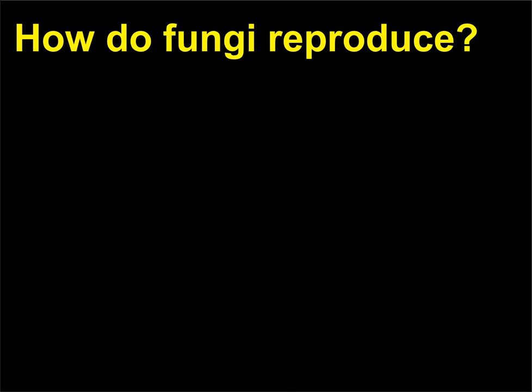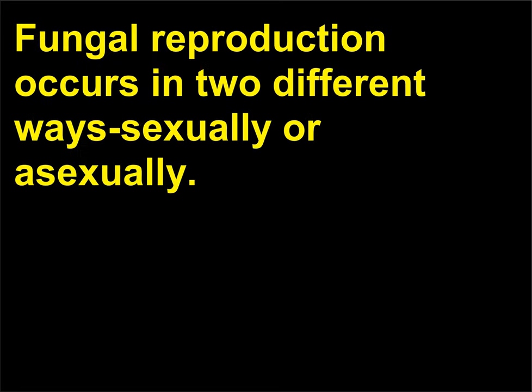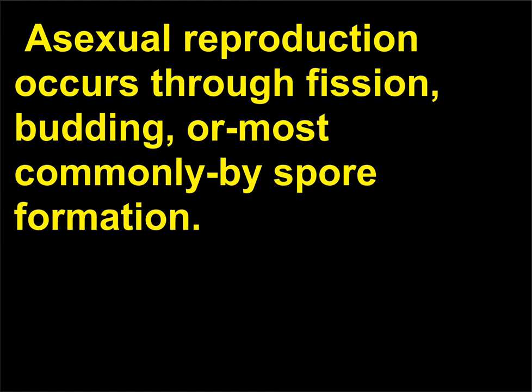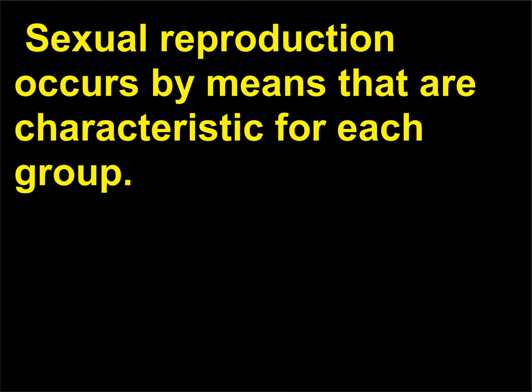How do fungi reproduce? Fungal reproduction occurs in two different ways, sexually or asexually. Asexual reproduction occurs through fission, budding, or most commonly by spore formation. Sexual reproduction occurs by means that are characteristic for each group.